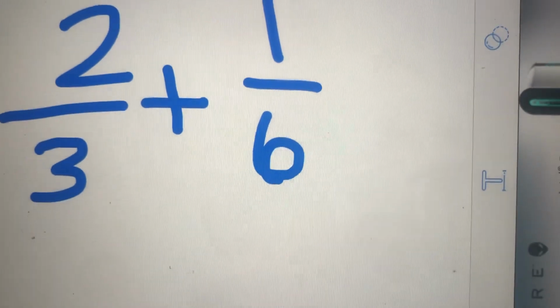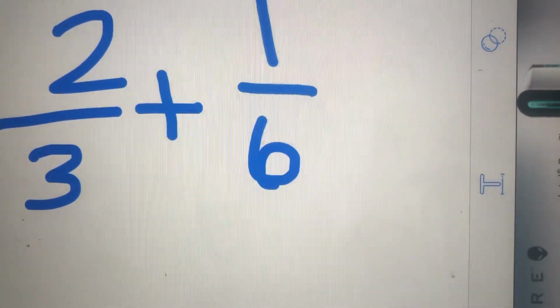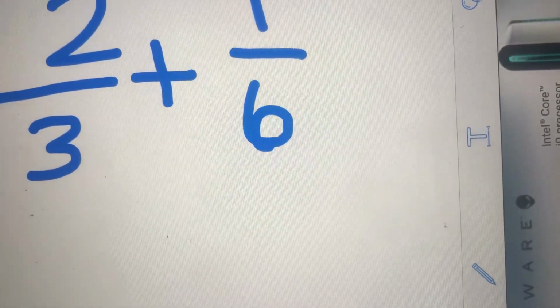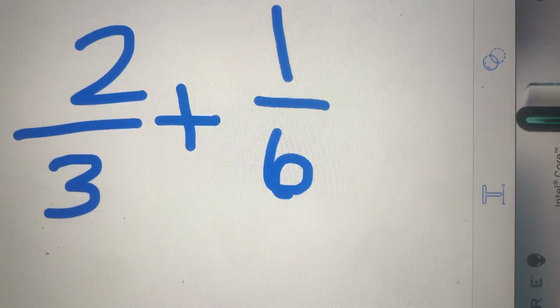Okay, so we're first going to talk about adding fractions with unlike denominators. So let's take the fraction 2/3 and let's add 1/6 to it. So I want to ask myself, I need to find a common denominator.